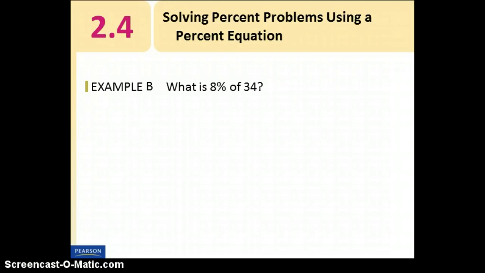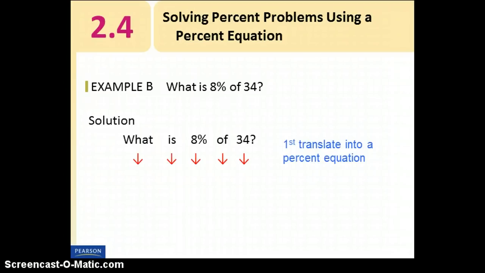Now let's use this process to answer a percent question by again translating it into an equation and then taking it one step further by solving the resulting equation. We want to know what is 8% of 34. To answer this question, we first translate it into an equation. What becomes x, is becomes an equal sign, 8% becomes 0.08 since it must first be converted to decimal form, of becomes a multiplication sign, and 34 stays unchanged since it is not a percent number.